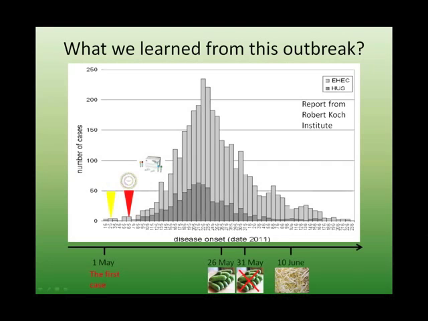So what we have learned from this outbreak, I think the most important thing to do during the outbreak is to get the genome of the outbreak organism. And we have a Chinese old saying: knowing your enemy and yourself, then you can fight 1,000 battles without disaster.